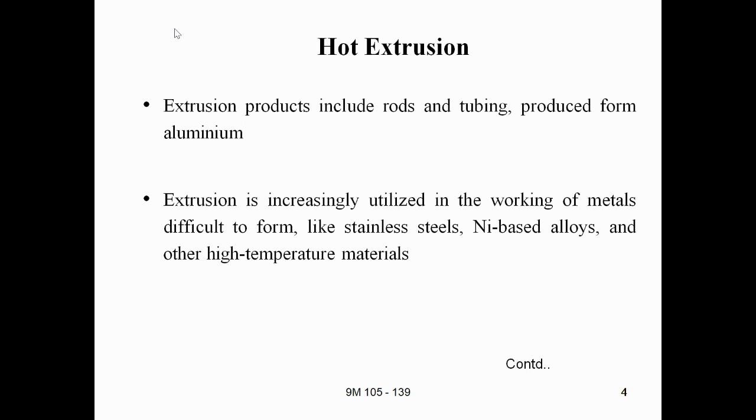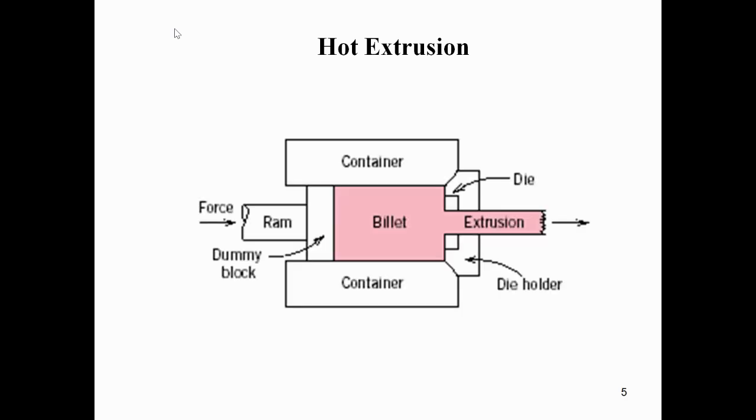You can see the diagram here. This is the hot billet. This is the dummy block, between the billet and the face of the ram. We apply the external force or pressure to the ram so that the hot billet is pressed against the container walls. After applying the heavy pressure onto the billet, it moves between the dies.